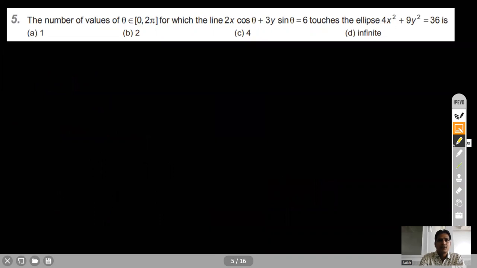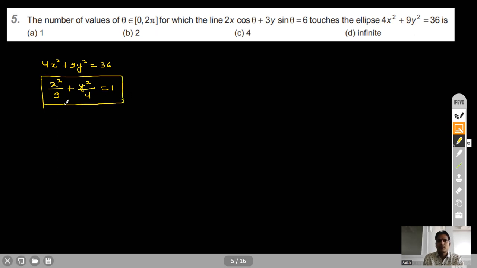Now let's have a look at question number 5. The number of values of theta between 0 and 2 pi, for which the line 2x cos theta plus 3y sine theta equal to 6 touches the ellipse 4x square plus 9y square equal to 36. Okay, so the given ellipse is 4x square plus 9y square is equal to 36, right? So divide by 36 on both hand sides. I will get x square upon 9 plus y square upon 4 equal to 1, right? So this is our ellipse in standard form.